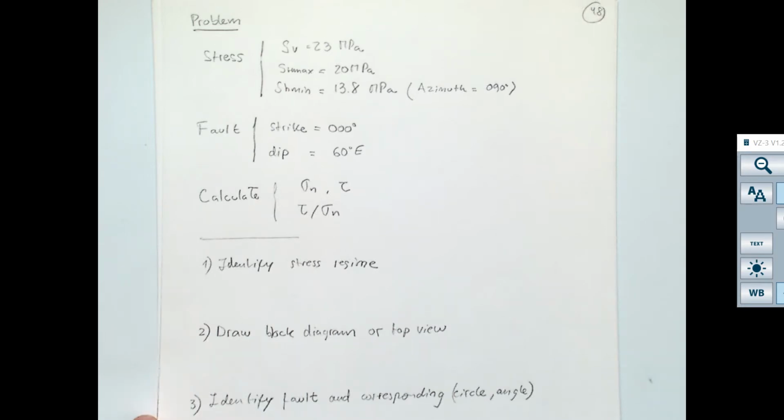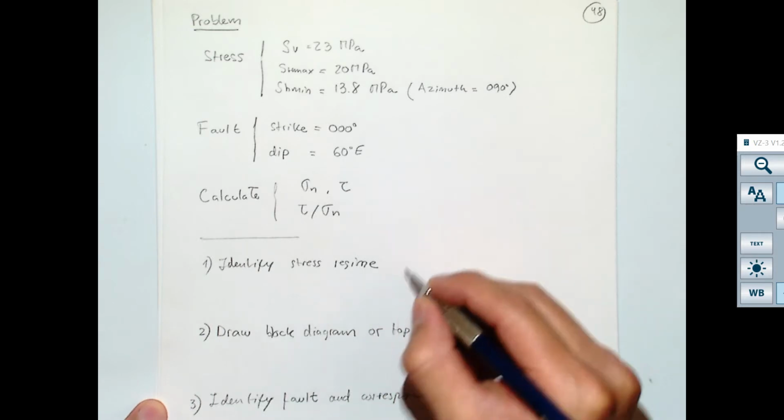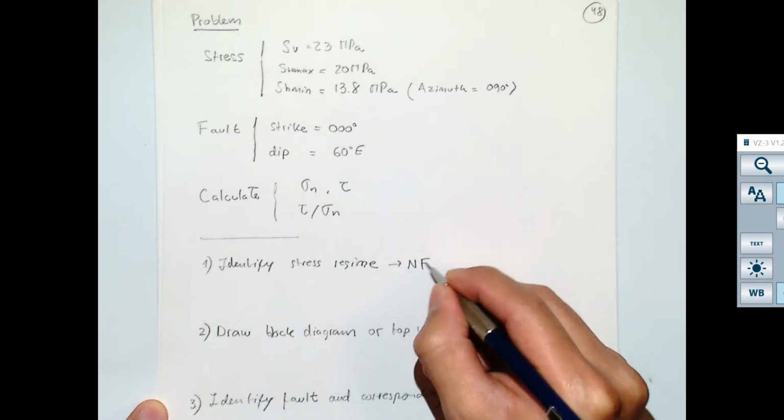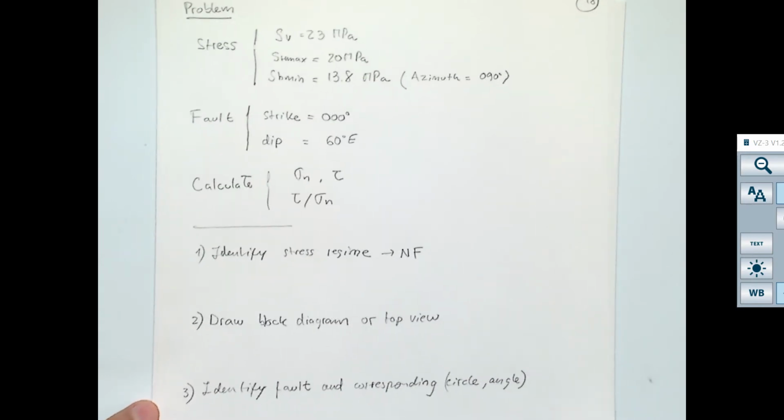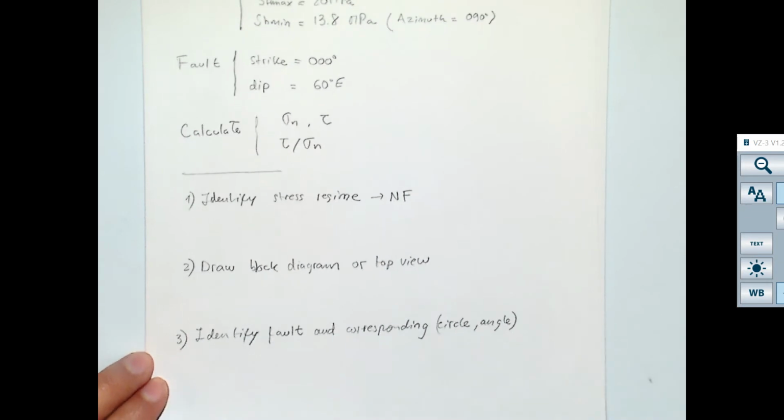First of all, what is the stress regime? It's normal, right? Normal faulting because maximum stress is vertical and the minimum principal stress is horizontal. All right, so we're good with that.